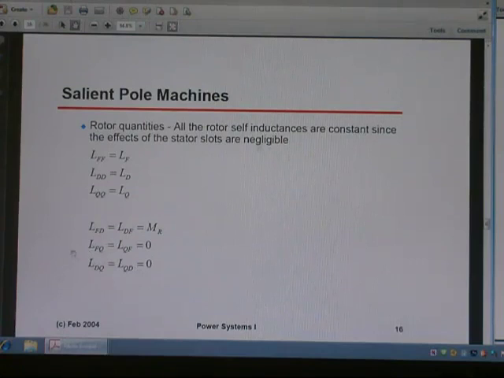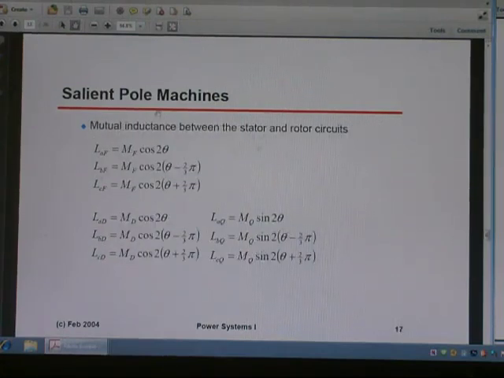And also, for the salient pole machine, we can write down the mutual inductance. In this case, the inductances are those between A and F, B and F, C and F, and the mutual inductances. Also the inductances between A and D, B and D, C and D, and the mutual inductances, can be written as provided by this equation.